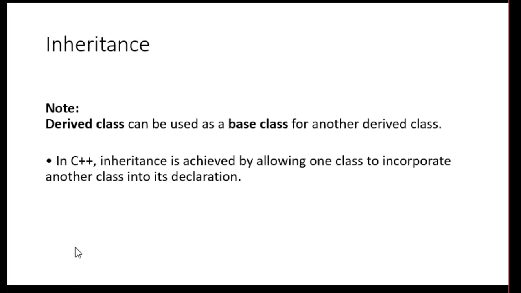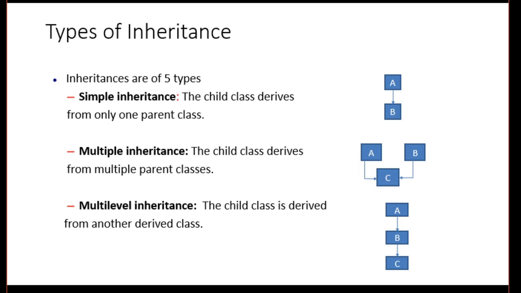There is a particular note. Derived classes can be used as a base class for another derived class. We can also have multiple inheritance, where we can derive from multiple base classes. Next we'll see some basic types of inheritance in C++. There are 5 types.